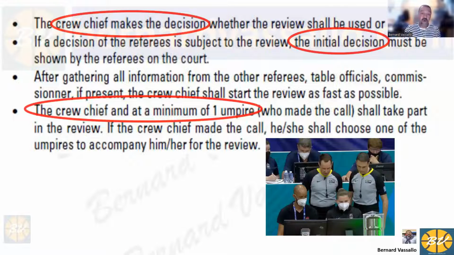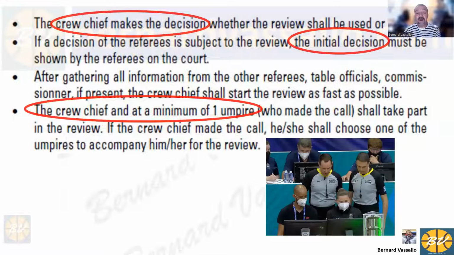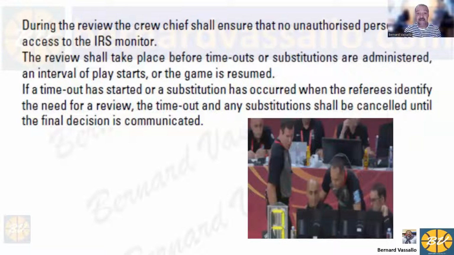And then who will go to review the play? It is always the crew chief, accompanied by another referee, especially if the other referee has made the decision. Therefore, it will always be two referees that will go to review any particular play on the IRS. During the review, it is important to note that only the referees that are reviewing the play will be seeing the apparatus.